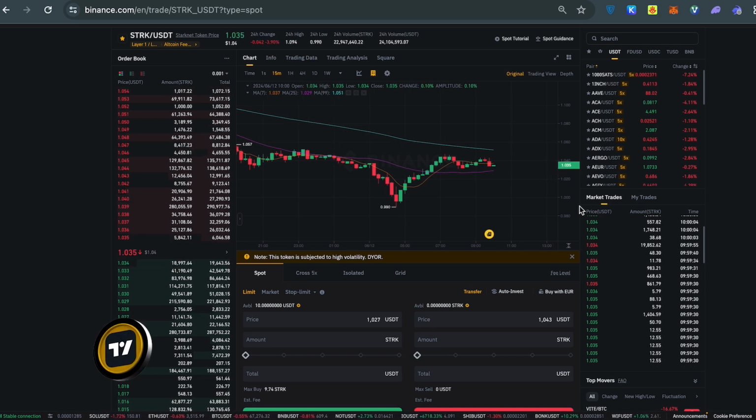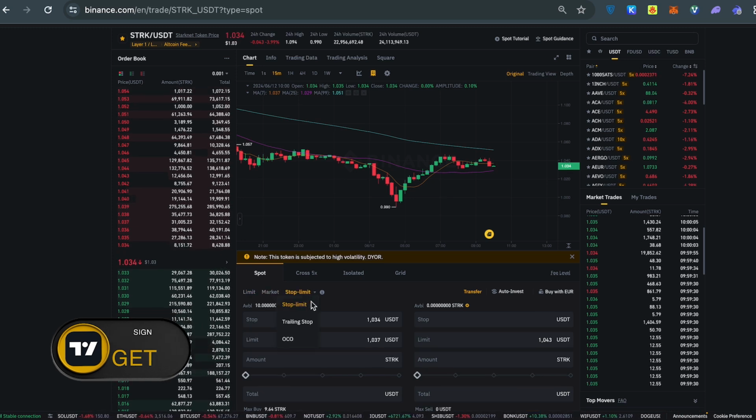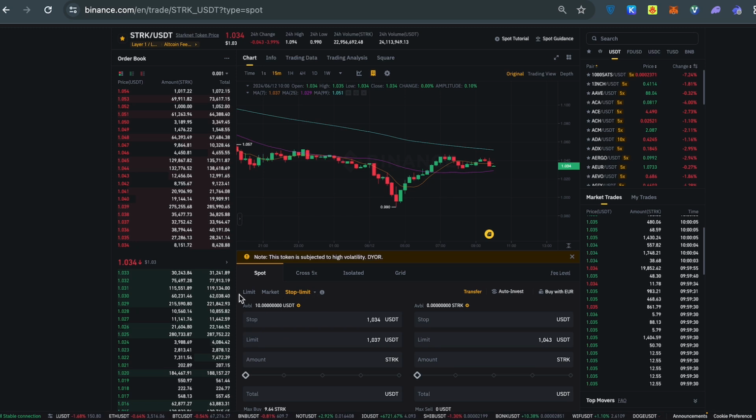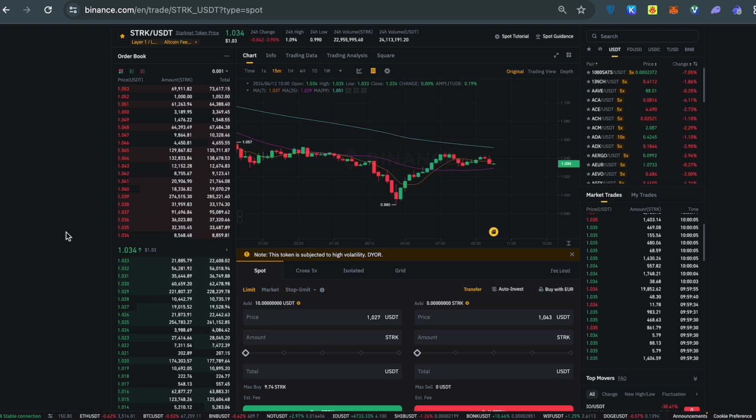Orders on futures are kind of different, and I will make another video about that. So we've got a limit order, market order, stop limit order, and OCO order. Trailing stop order is pretty similar to stop limit order, but with percentage differences. The interface is pretty similar on all exchanges. So if you trade on OKX or Bybit, it's absolutely the same way.